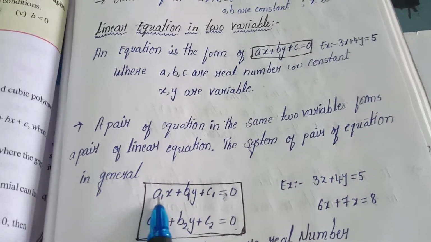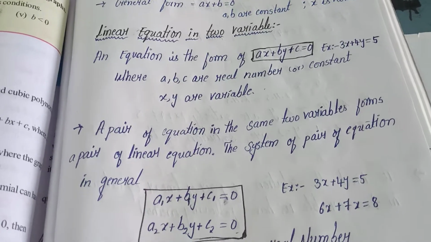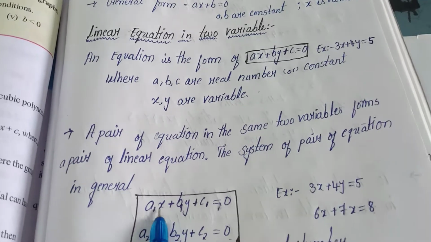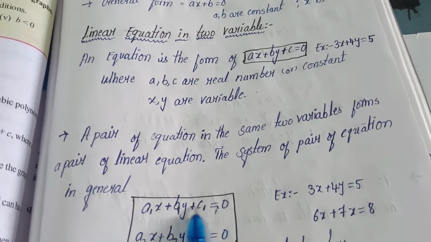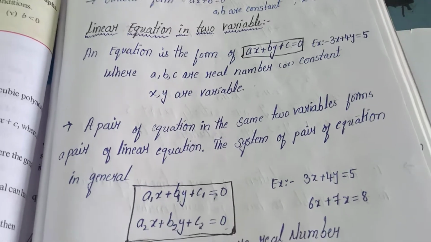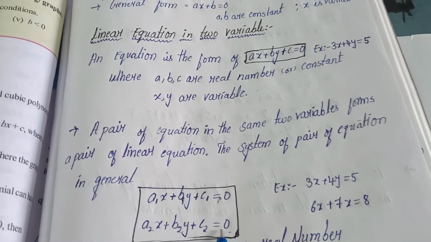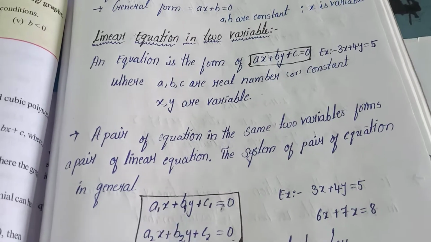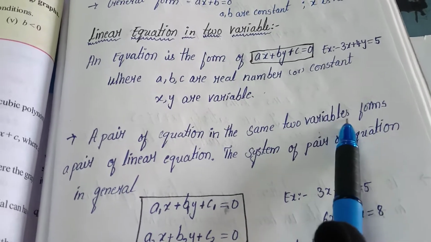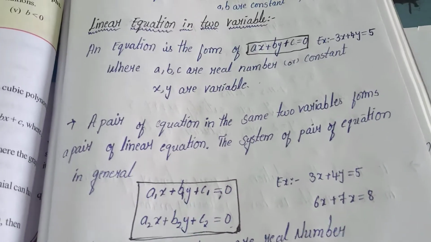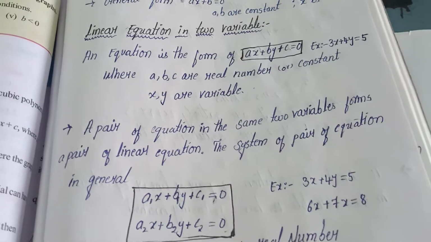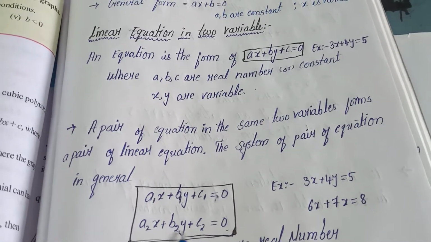The same two variables means that x and y are the same, but the constants a, b and c will change. Because we are discussing two equations, we have to take the constant numbers for the first equation. What are the constants? a, b, c. The variables are the same, but the constant numbers will not be the same. That's why I am taking a1, b1, c1 in the first equation, and a2, b2, c2 in the second equation.